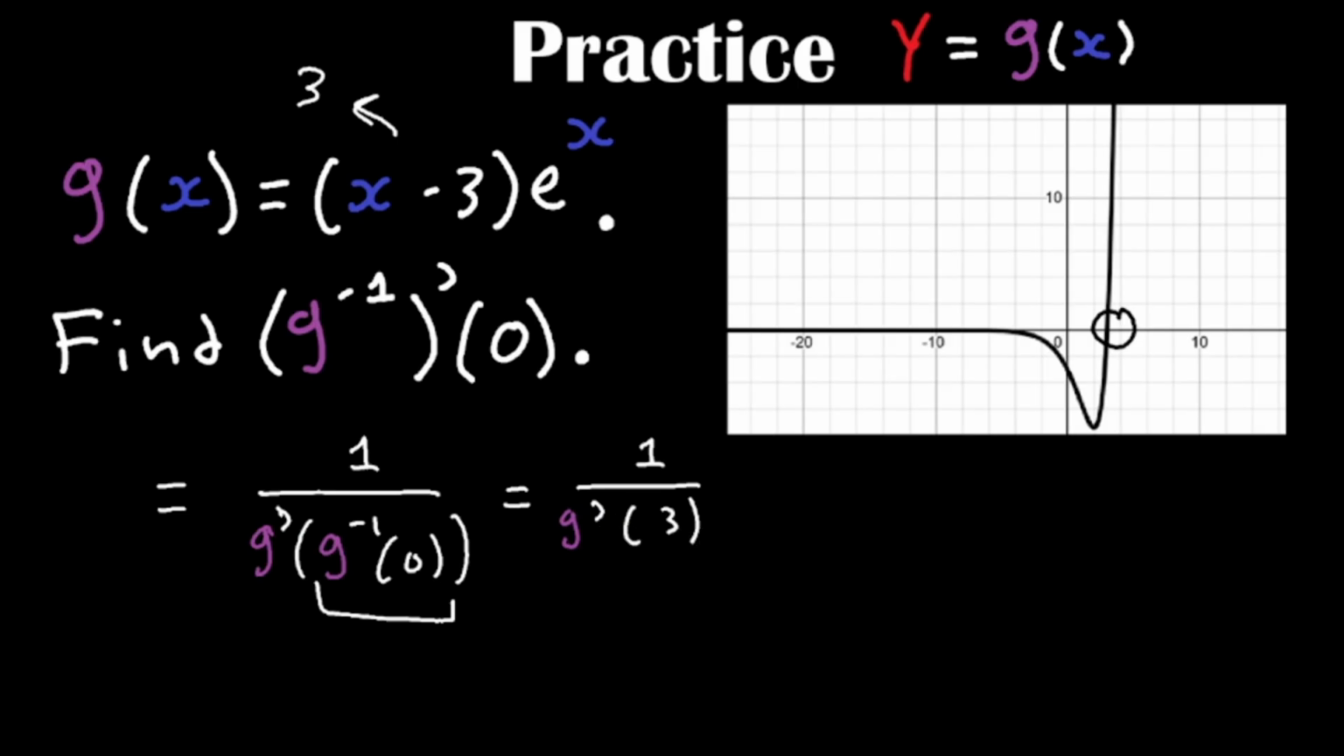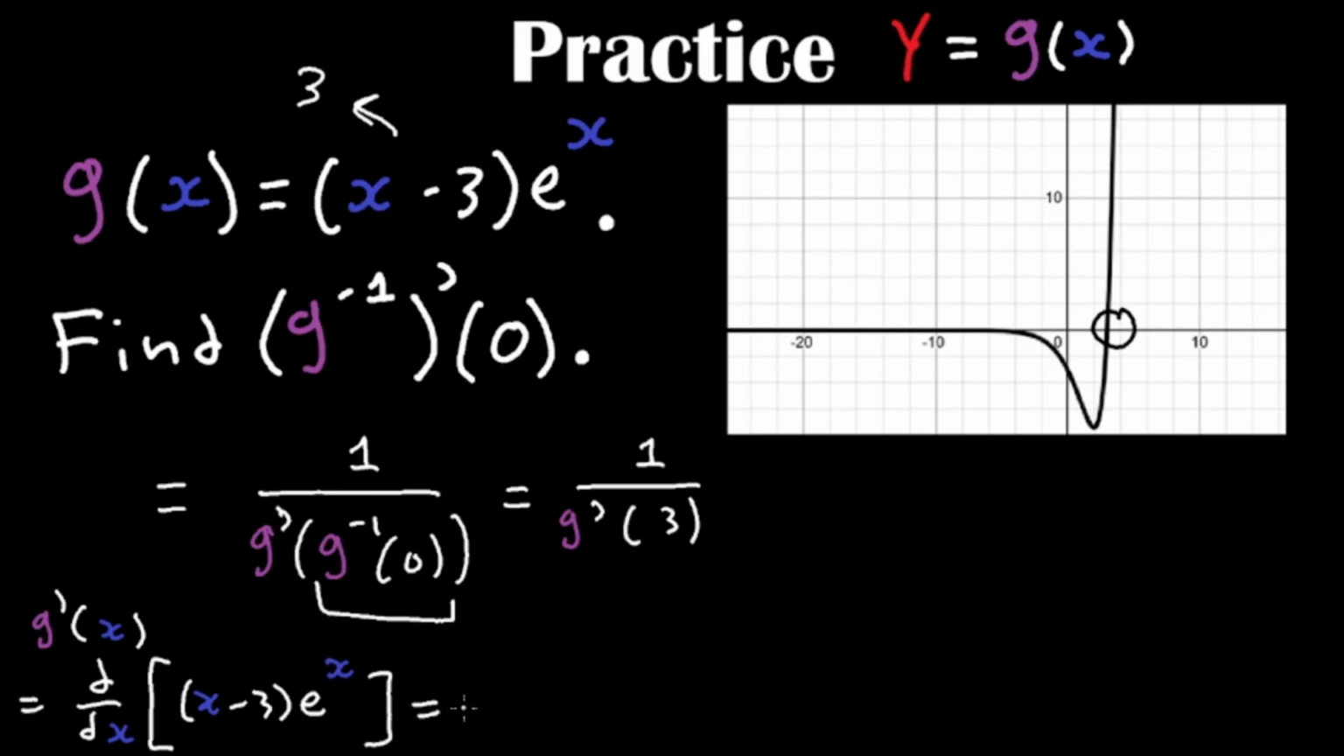Well, we need to know what g prime is. The derivative of g of x, g prime of x, is given by the derivative of x minus 3 e to the x. This just requires a product rule. So for this first part here, the derivative of that is just 1. So 1 times e to the x plus, what's the derivative of e to the x? That's just e to the x. So we'd have the other term, which is x minus 3, times that derivative, which is just e to the x. Okay, now plug in 3 to that.